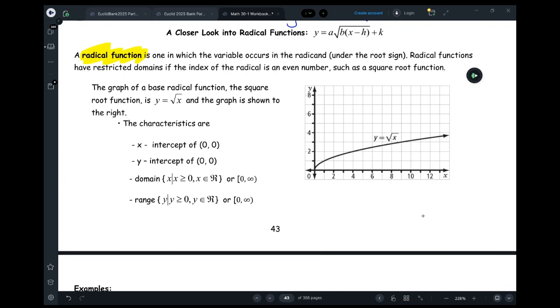And this is where the variable occurs in the radicand. That's under the root sign, okay? So what you're seeing here is the graph of it. Things that I want you to notice here. It's got an x-intercept and y-intercept of 0, so it starts right down there at the origin. And notice that its domain is greater than or equal to 0.